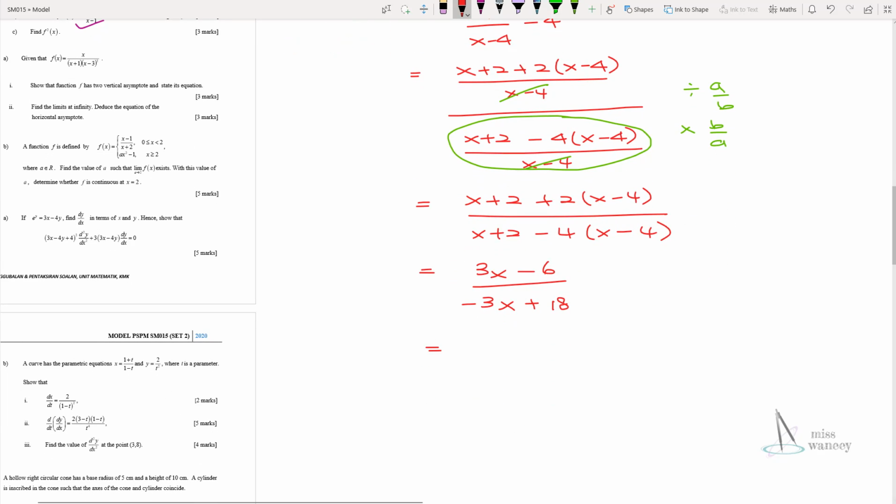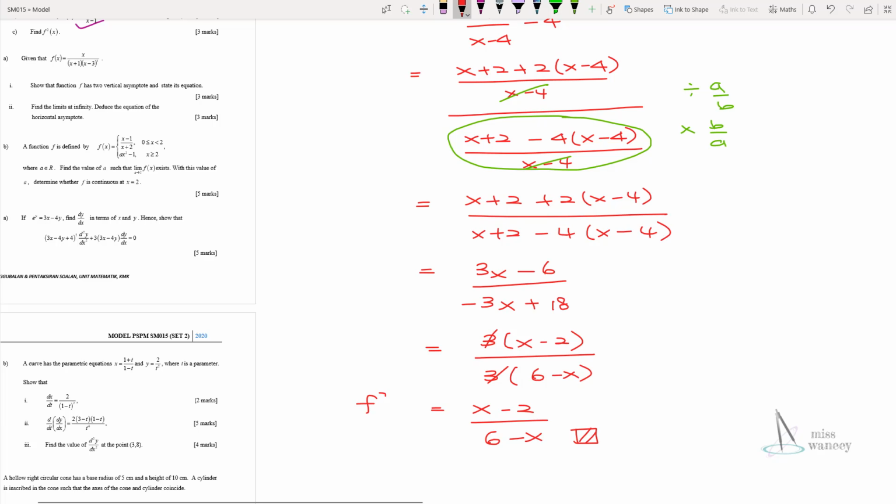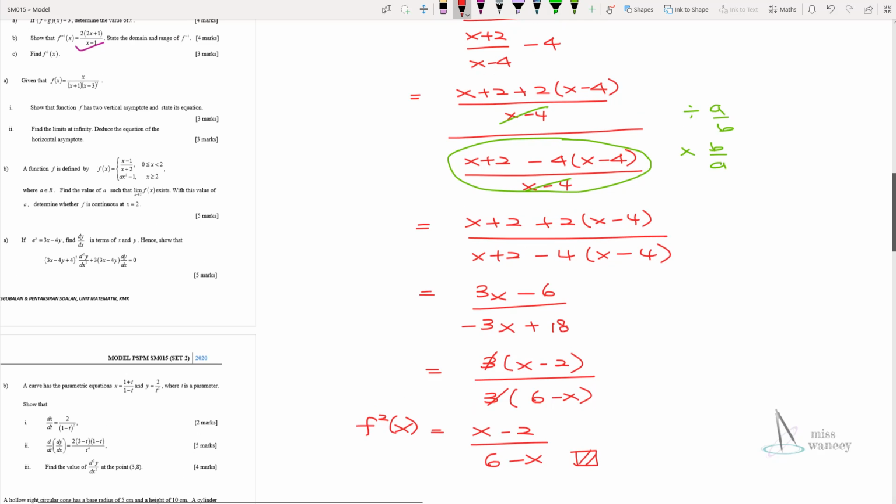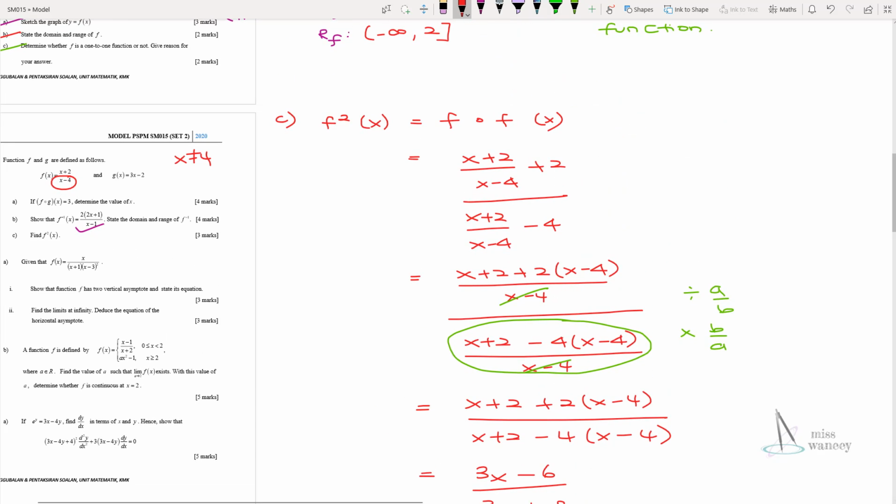Okay, so I'm going to factorize out the 3. So I have 3 times x minus 2 over 3 times 6 minus x. So cancel out, and we will have x minus 2 over 6 minus x. So this is actually our f squared of x. Okay, done with question number 4. Let me proceed with question number 5.